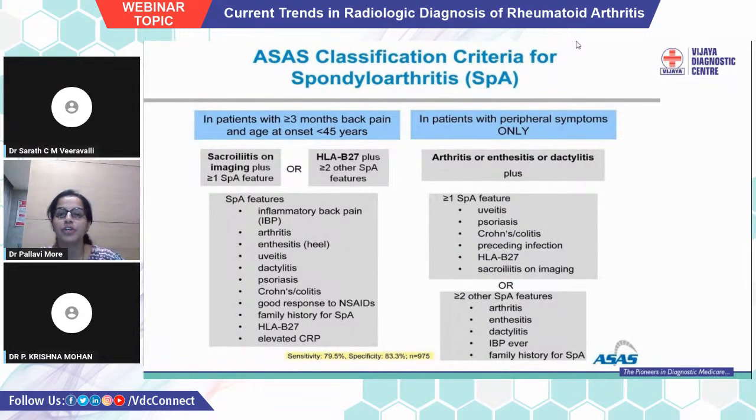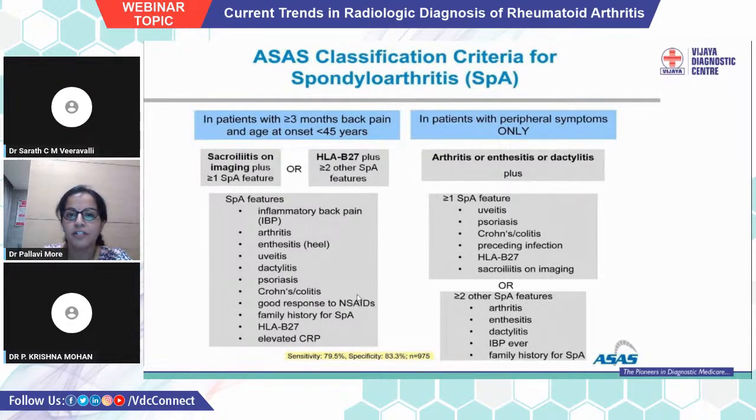The ASAS classification criteria for spondyloarthritis is a criteria which helps in differentiation and coming to a conclusion. In patients with more than 3 months of back pain and age of onset less than 45 years, if the patient shows sacroiliitis on imaging plus more than one feature of spondyloarthritis, or is HLA-B27 positive with more than two spondyloarthritis features, it is helpful in axial spondyloarthropathies. The spondyloarthropathy features in axial spondyloarthropathies are inflammatory back pain, arthritis, enthesitis, uveitis, dactylitis, psoriasis, Crohn's, colitis, good response to NSAIDs, family history of spondyloarthropathy, HLA-B27 and elevated CRP.